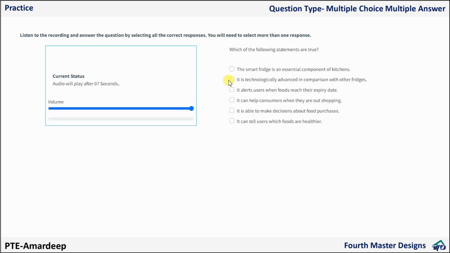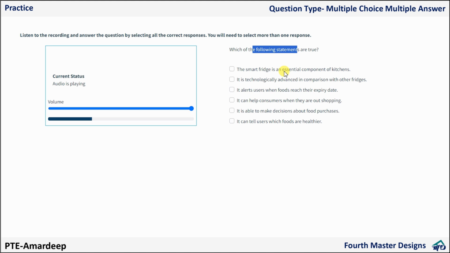What is the statement? In the last one I made a mistake, I did not read all, that's why I faced a problem. Which of the following statements are true? The smart fridge is an essential component of kitchens. South Korea's LG Electronics is banking on its new smart fridge becoming an essential component of kitchens around the world. The smart fridge is a technological marvel compared to fridges of the past.